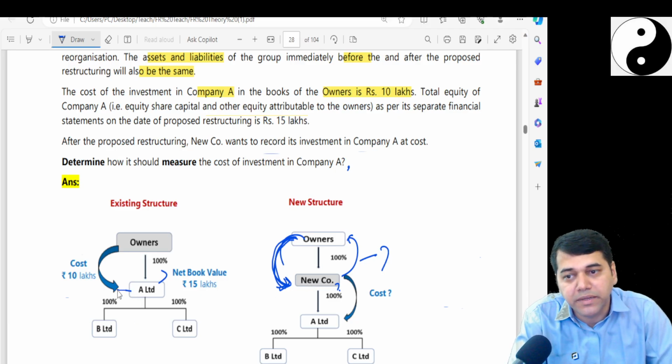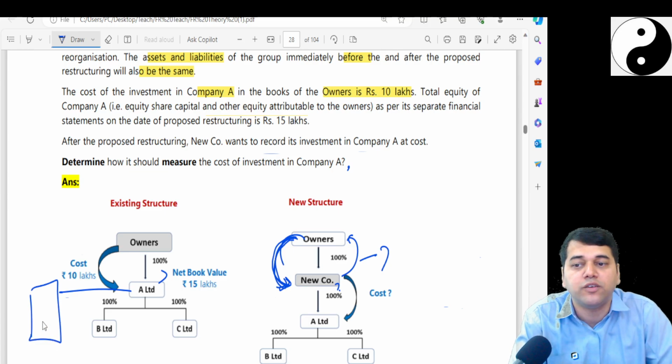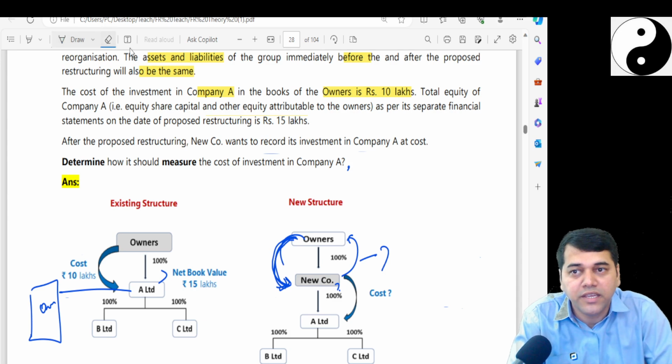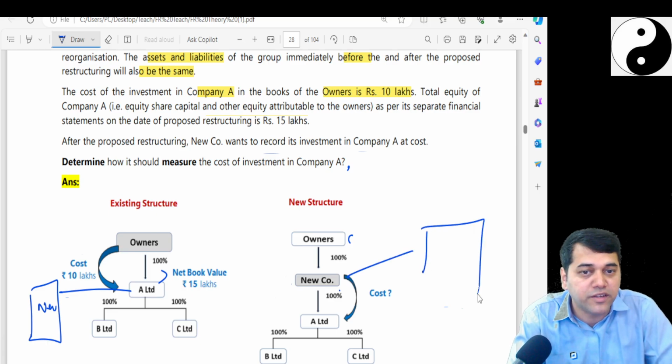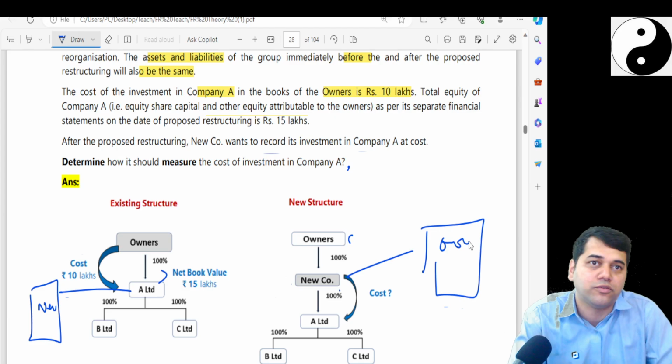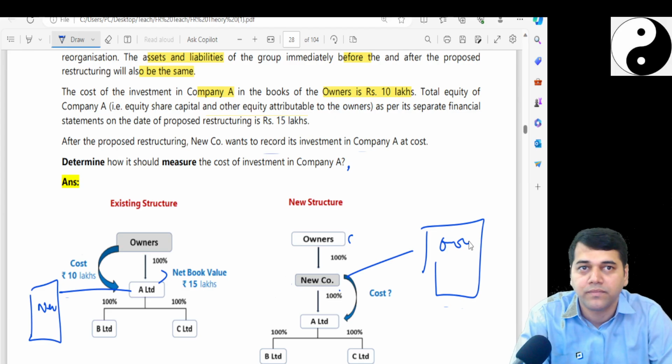See, in A Limited today, in the share certificate, whose name is there? Owner. Now, what they will do, they will give their shares to them. So going forward in A Limited, whose name will come? New. In the new company share certificate, whose name will come? Owner is going to come. It's a share to share swap.